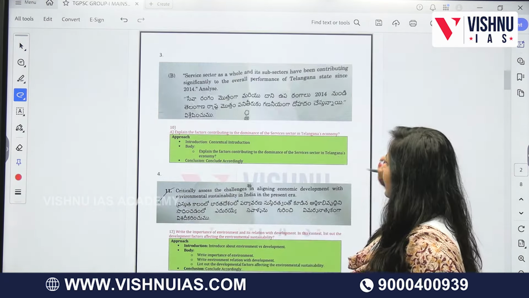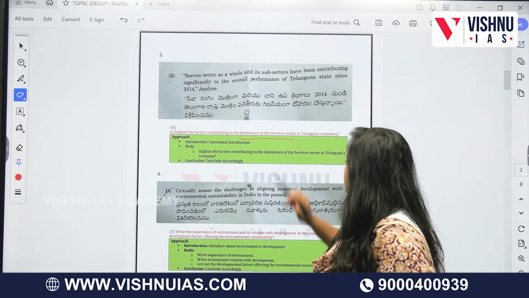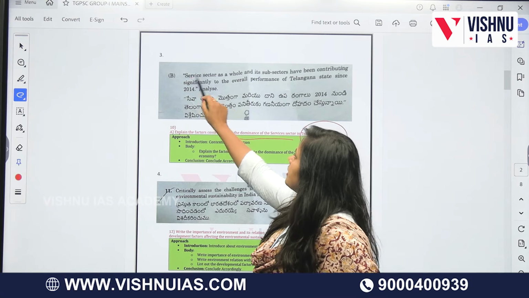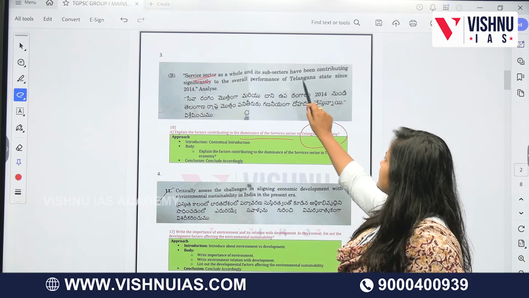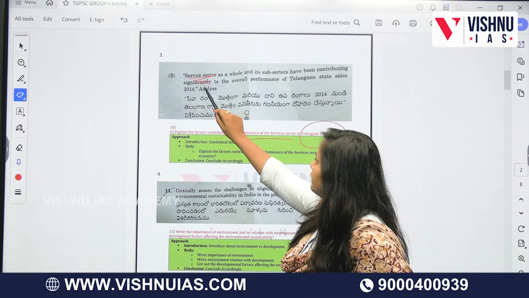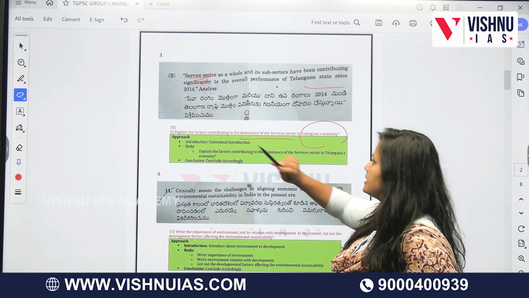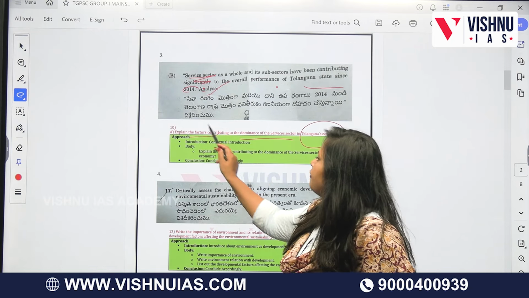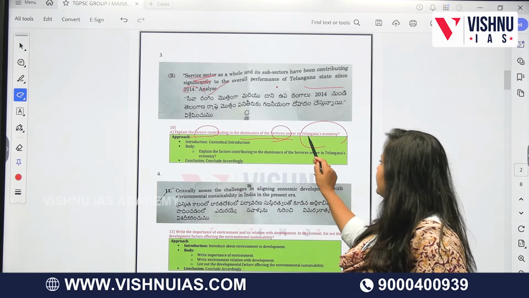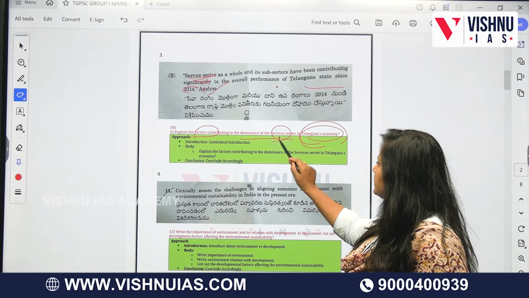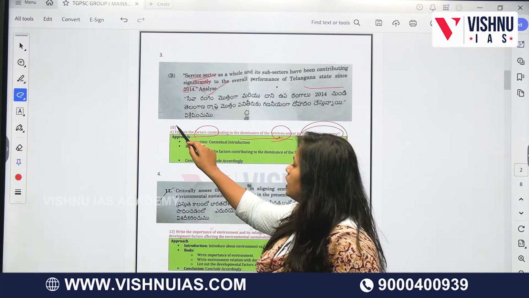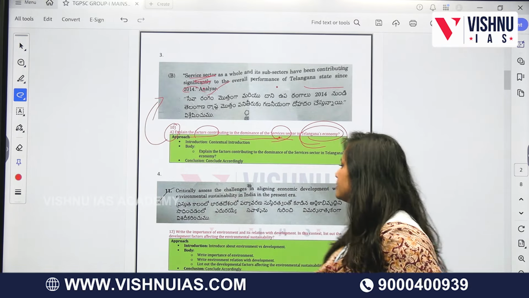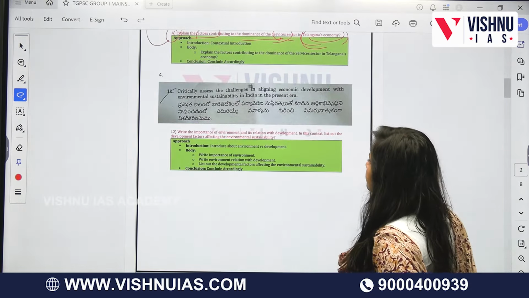Likewise, we asked about dominance of the service sector in Telangana's economy. The exam asked: service sector as a whole and its subsectors have been contributing significantly to the overall performance of Telangana state since 2014. Analyze. Explain the factors. We concentrated on the keywords, and one who attended this question would automatically have answered that question.